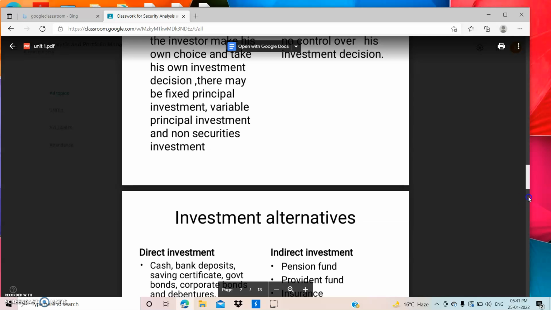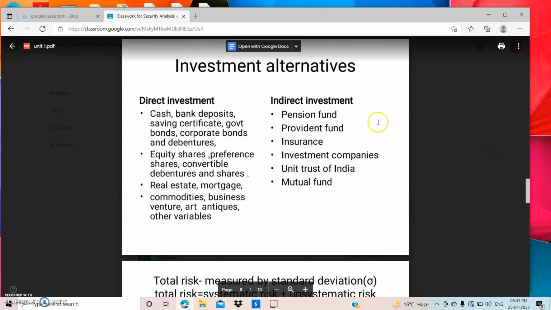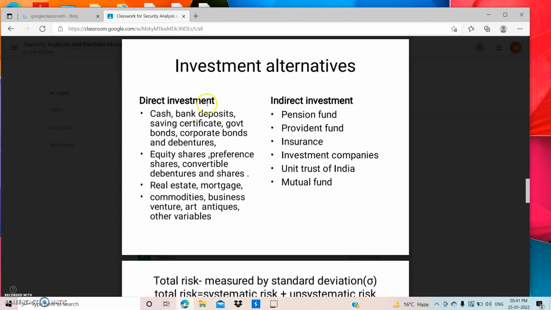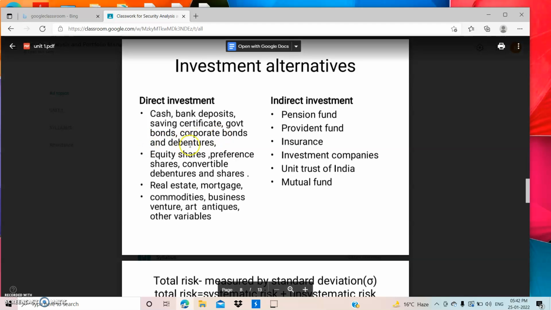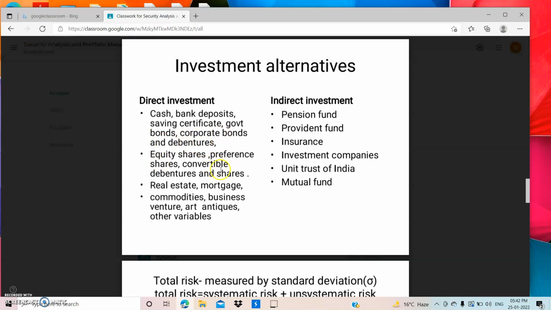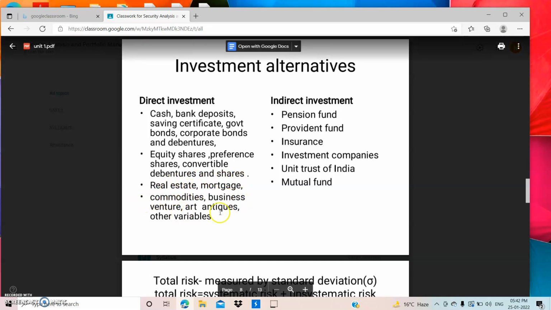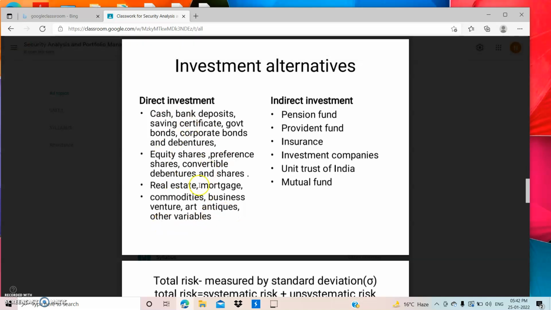Now let us take some examples. In case of direct investment, suppose the investor is making investment in cash, bank deposits, purchasing saving certificates, or buying government bonds, corporate bonds, or debentures, or buying equity shares, preference shares, convertibles, real estate, mortgage, commodities, business venture, art, antiques, other variables. All this buying of non-securities as well as securities will come under direct investment decisions.